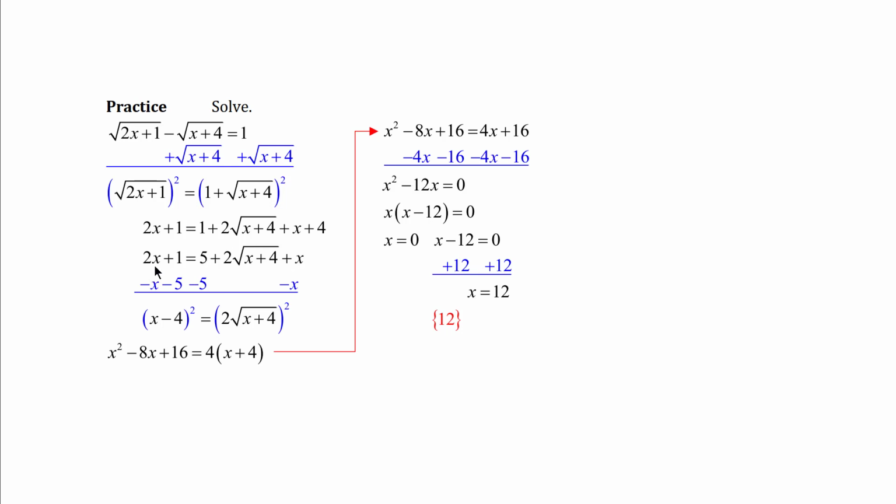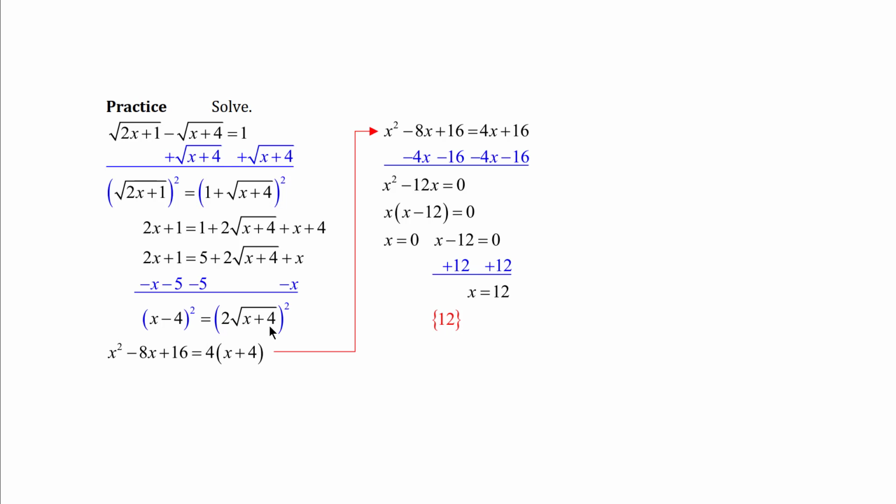So we have 2x plus 1 equals 5 plus 2 times the square root of x plus 4 plus x. Next, we need to isolate the square root on one side. So I'm going to subtract x from both sides and subtract 5 from both sides. The result is x minus 4 equals 2 times the square root of x plus 4.